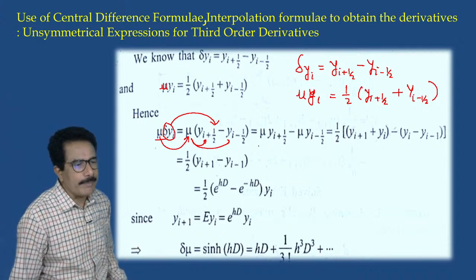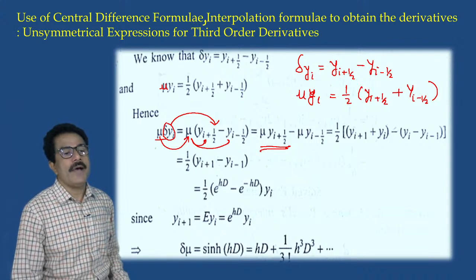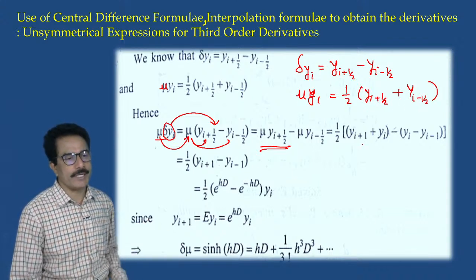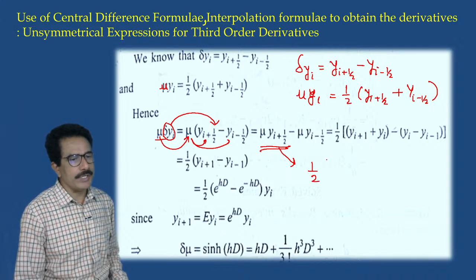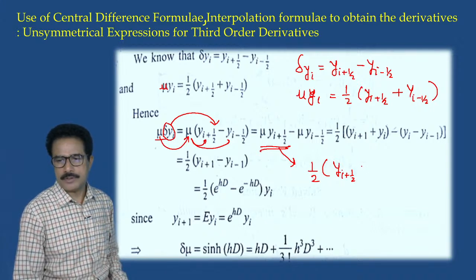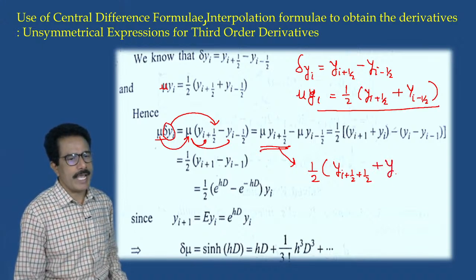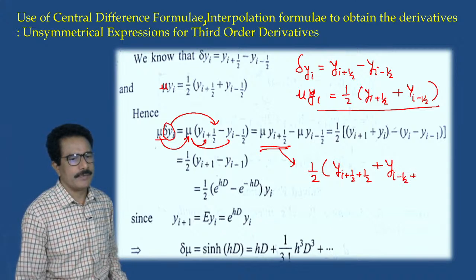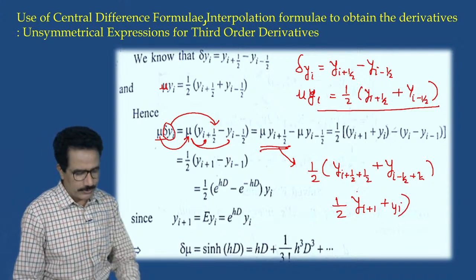Now apply this again, mu means the mean of two functions, that is mu of y i plus 1 by 2 and y i minus 1 by 2. So we can apply this mean, that is 1 by 2 into y i plus 1 by 2 plus 1 by 2 according to this definition, minus and plus 1 by 2. So we can write this as 1 by 2 into y i plus 1 plus y i. So this gives the mean.